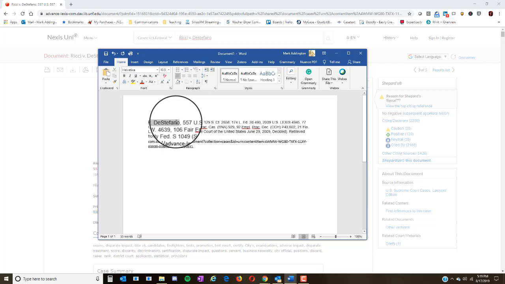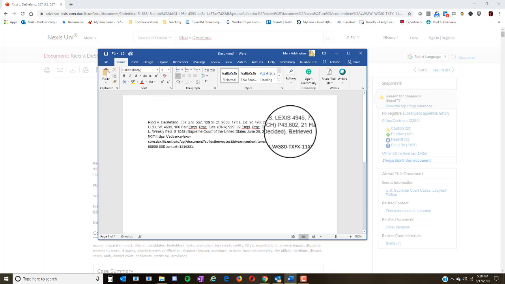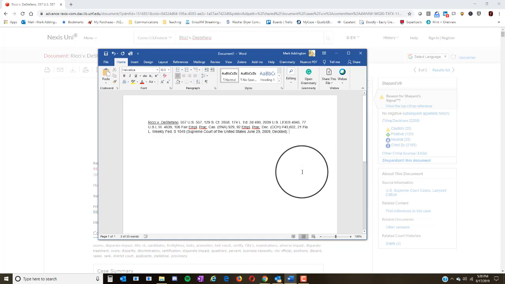Ricci v. DeStefano is the name of the case. Frank Ricci is the plaintiff and DeStefano is the defendant. Typically, when you see those cited, the name of the case will be underlined. After that, you see there's a lot of other information that is given here.